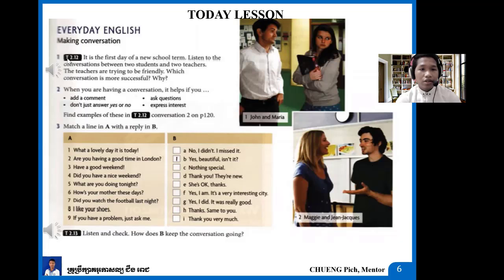Let's take a look at task number 1 here, script 2.12. It is the first day of the new school term. Listen to the conversations between two students and two teachers. Two students, Maria and James here, and two teachers, John and Mackie here. The teachers are trying to be friendly. Which conversation is more successful and why? I will play the listening for you, and you can just listen and consider the way that the teacher makes friendly talk and interaction with the student. So let's listen together.